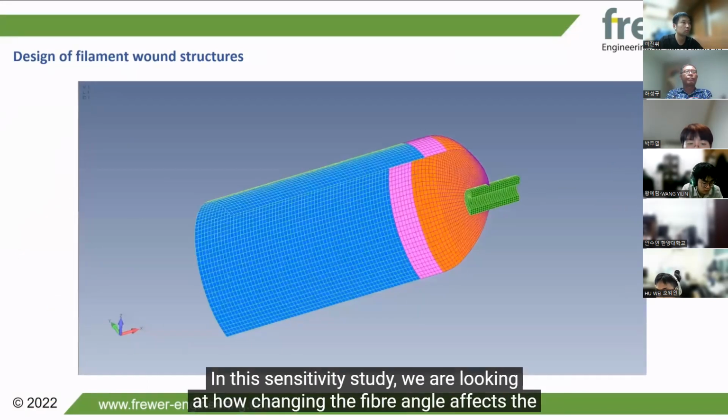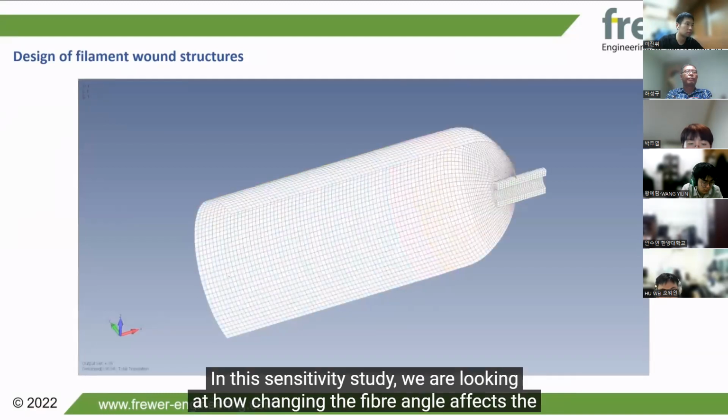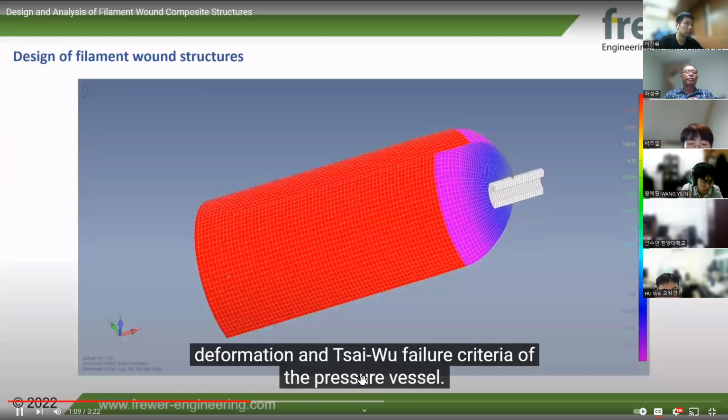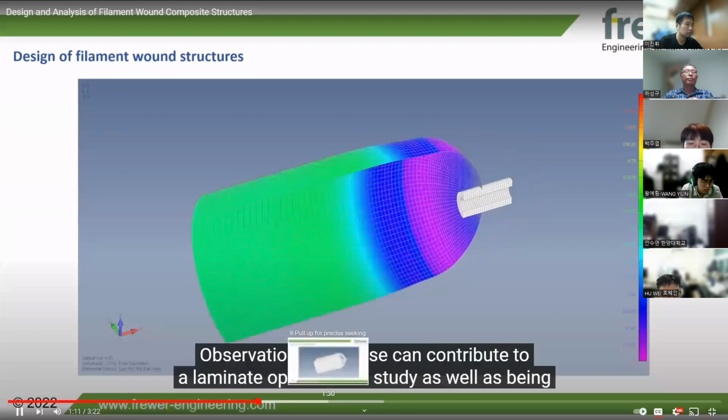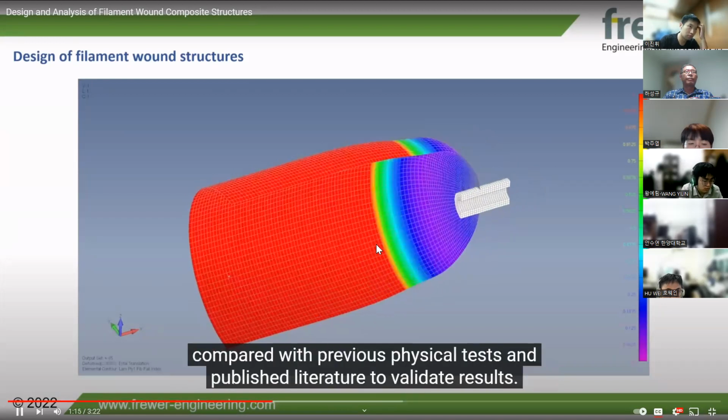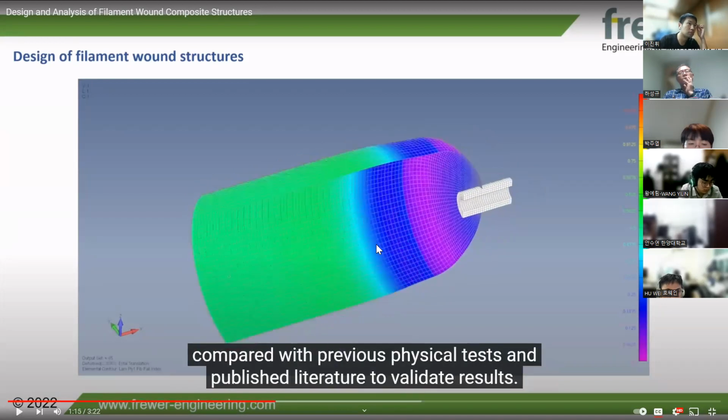In this sensitivity study, we are looking at how changing the fire branding affects the deformation and sizing failure criteria of the pressure vessel. Observations like these can contribute to a laminate optimization study, as well as being compared with previous videos. Well, this gives you just a short overview of the pressure vessel made of the composite layers.